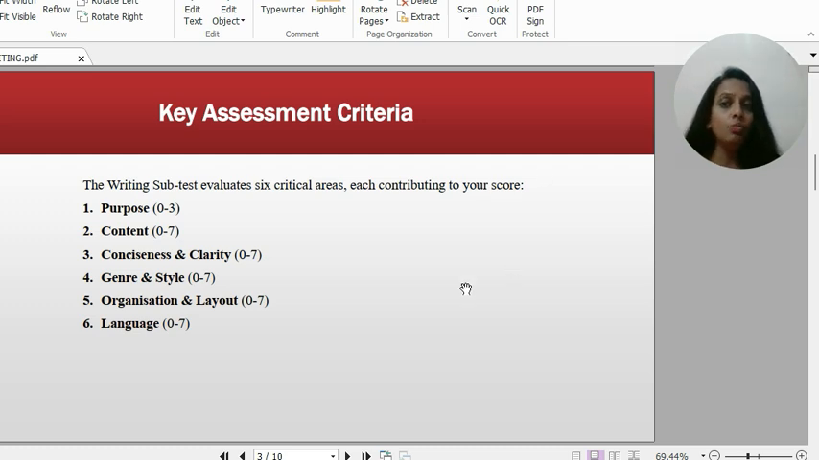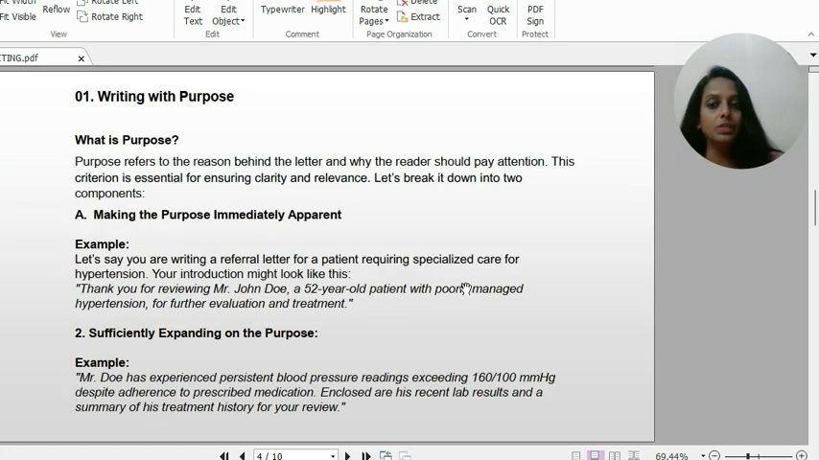So let's see what is writing with purpose. When it comes to purpose, it really refers to the reason behind the letter and why the reader should pay attention. This criterion is essential for ensuring clarity and relevance. Let's break it down into two components.